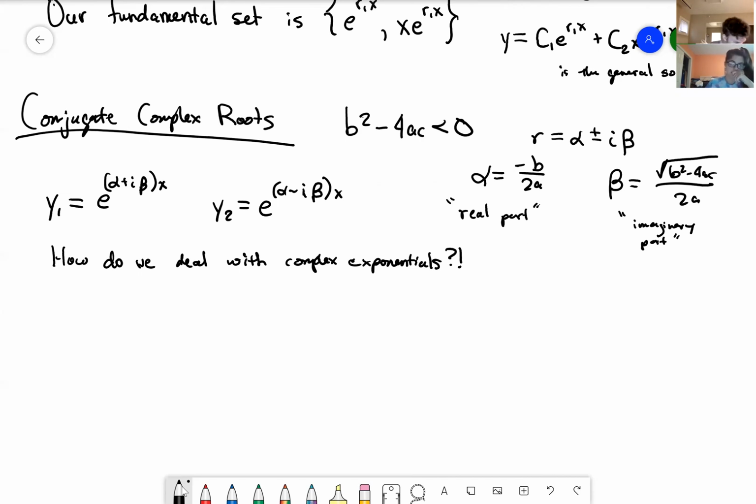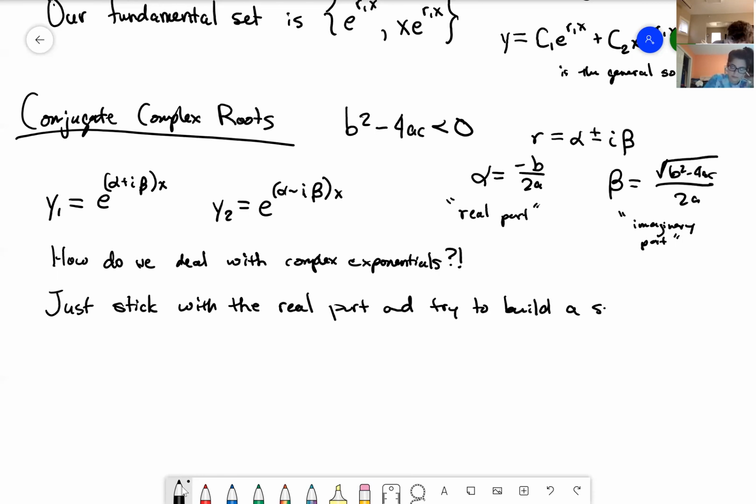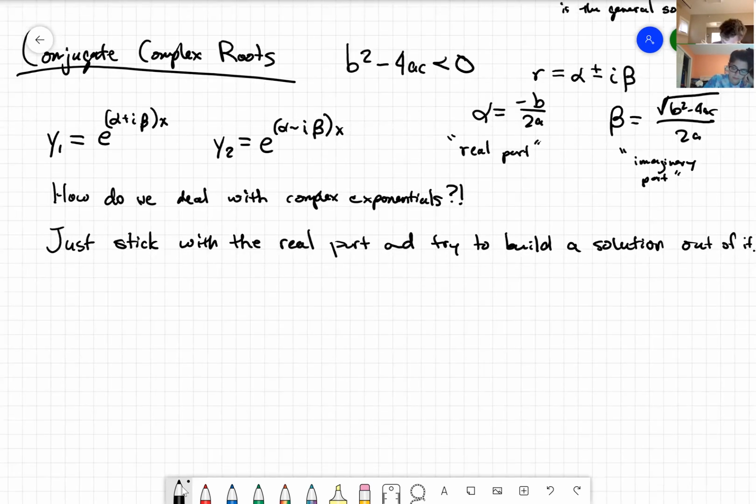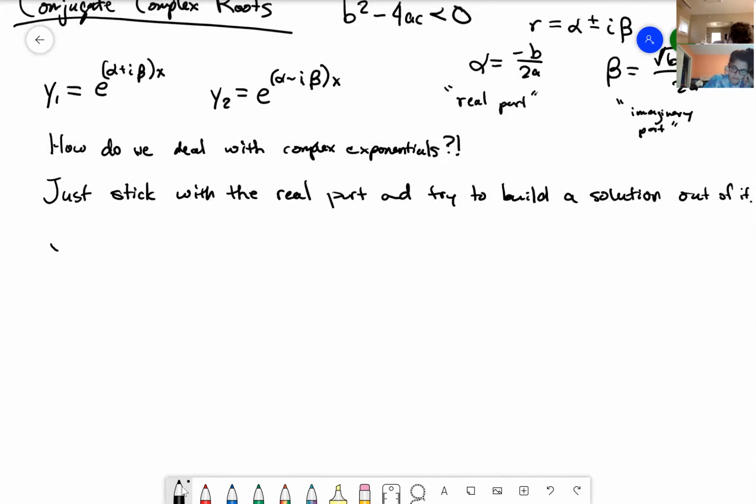We're again going to use variation of parameters. So we're going to just stick with the real part and try to build a solution out of it using variation of parameters. So the real part, we would get y.